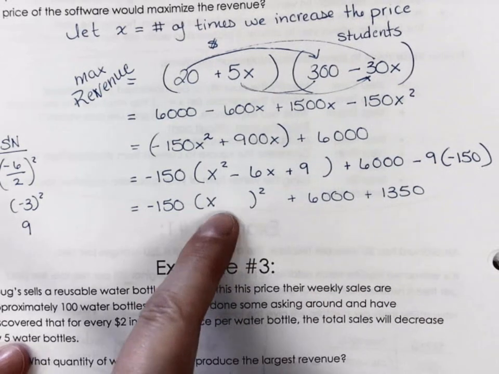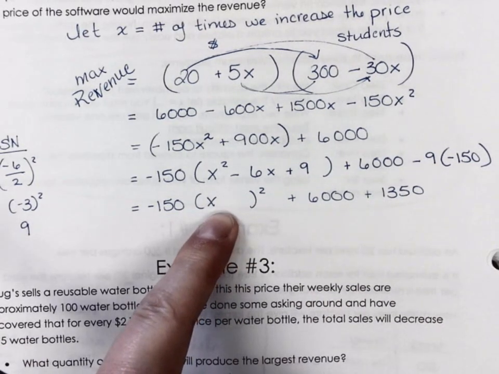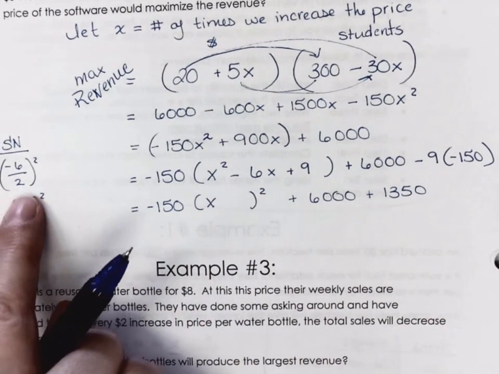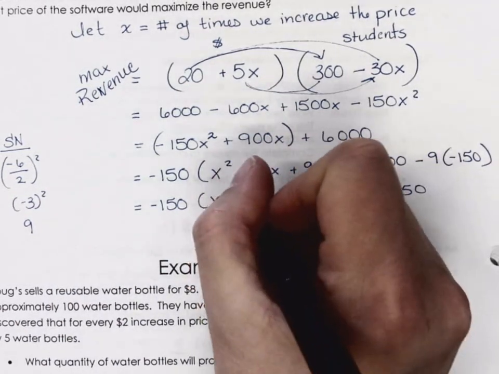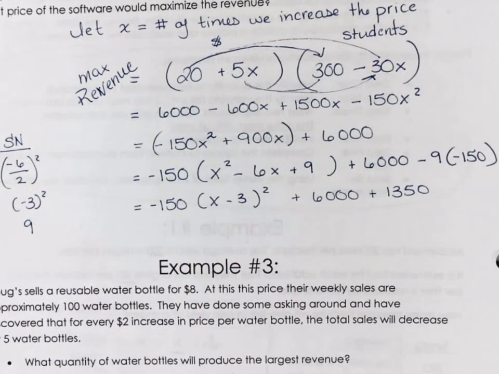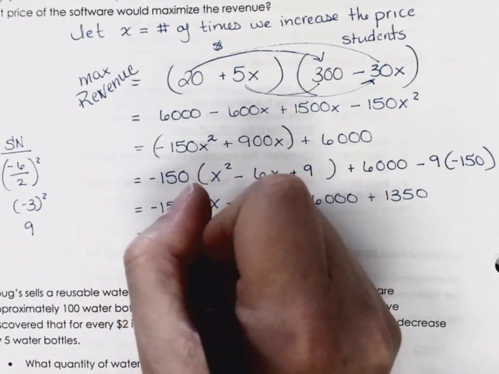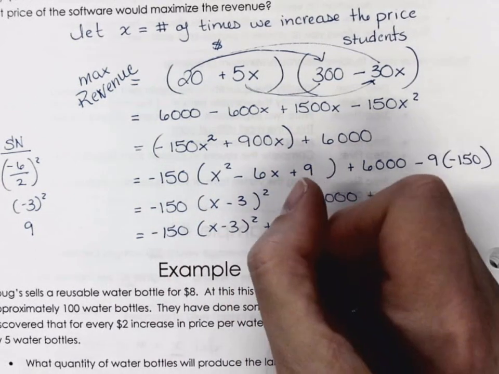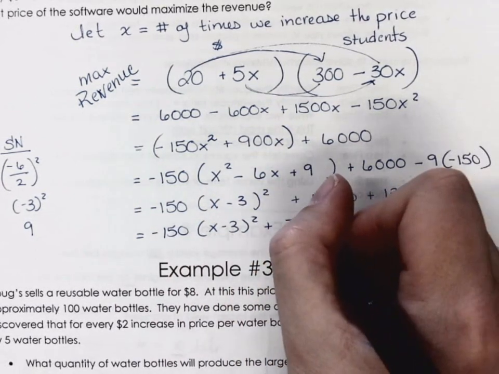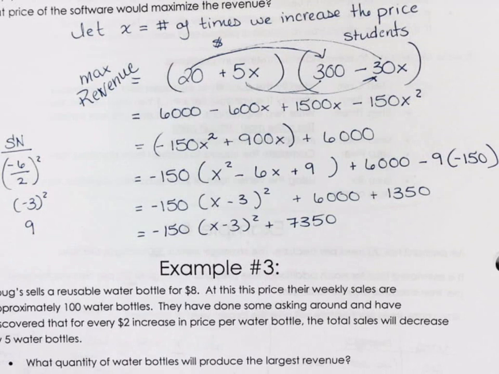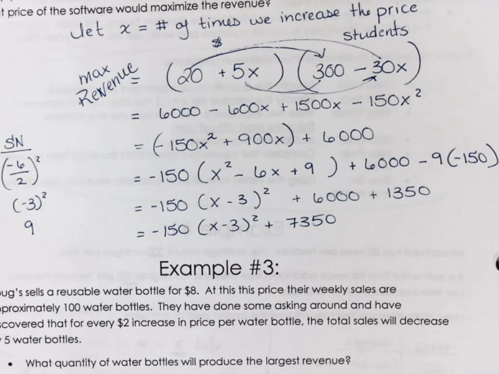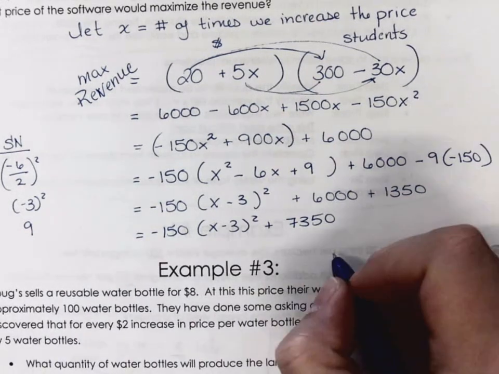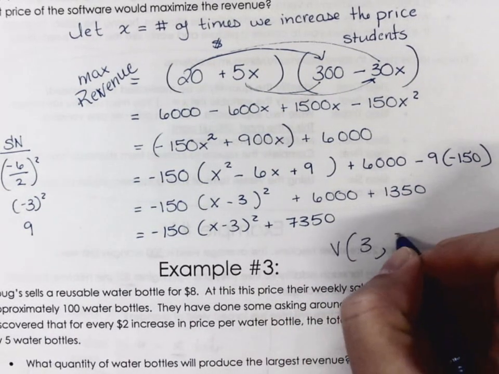What goes in that bracket with my x? Should be the negative 3. Remember that you got to take that sign with it, so it's going to be minus 3. Okay, so I get negative 150 x minus 3 squared plus $7,350. Where's my vertex? 3 and 7,350.